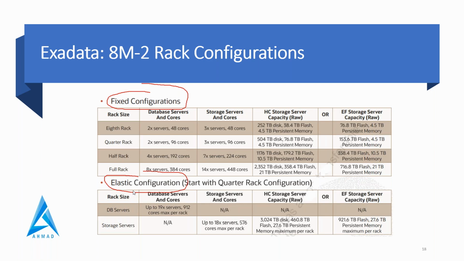Suppose you have 2 database servers and 18 storage servers, at that point the rack would be physically full. But an elastic configuration that maximizes database servers would contain 3 storage servers and 19 database servers, at which point the 22 server maximum is reached.